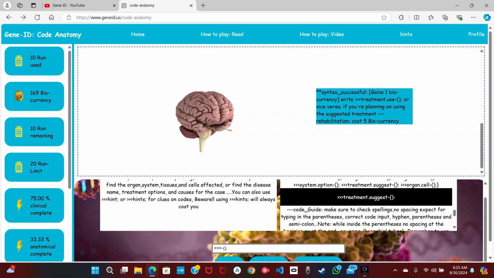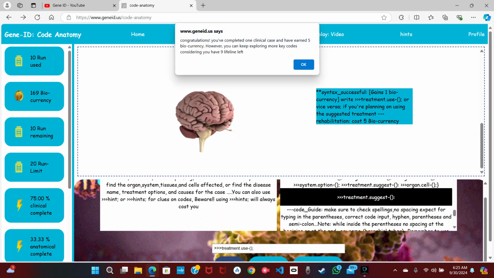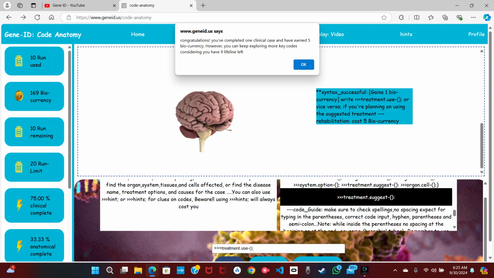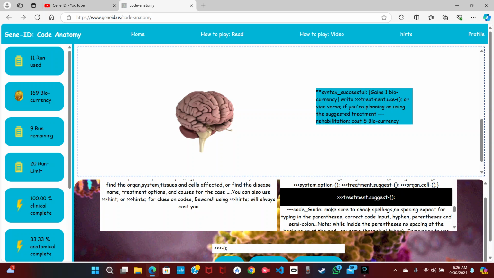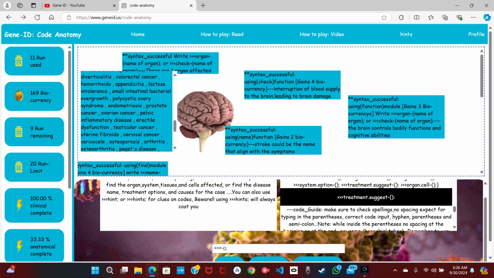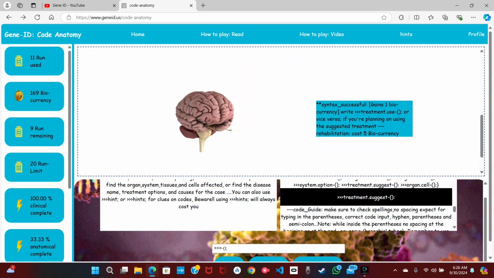So what I'm going to do is write treatment dot use, and now that I have treatment dot use, let's see here. And you can see here completed one clinical case and 5 biocurrencies. So you could see that we have clinical case complete. So that is how to solve a clinical case.